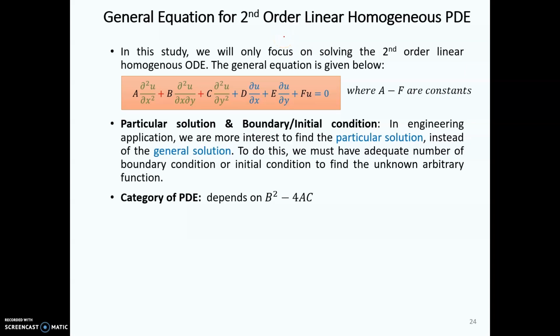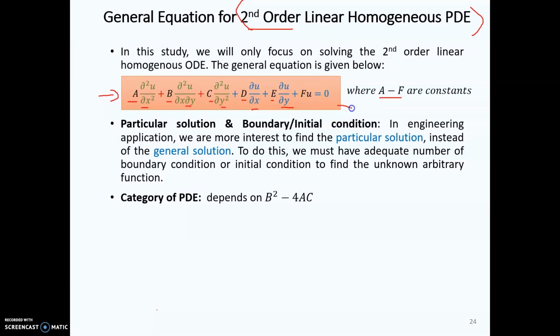In this study, we will focus on solving the second order linear homogeneous PDE. This is the general equation for the second order linear homogeneous PDE, where you can see there are 3 second derivatives and 2 first derivatives here. You have 7 constants in the equation, where A, B, C are the constants for the second derivative, and D and E are the constants for the first derivative.